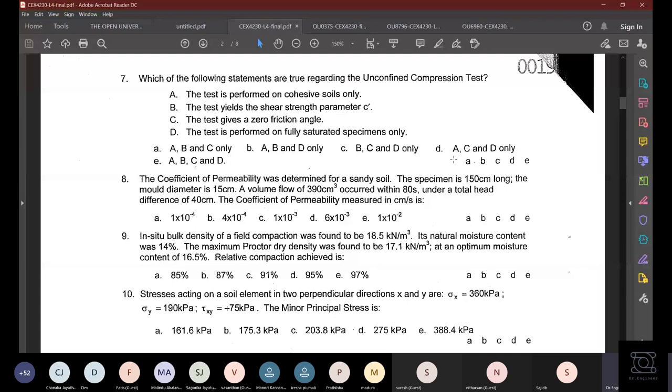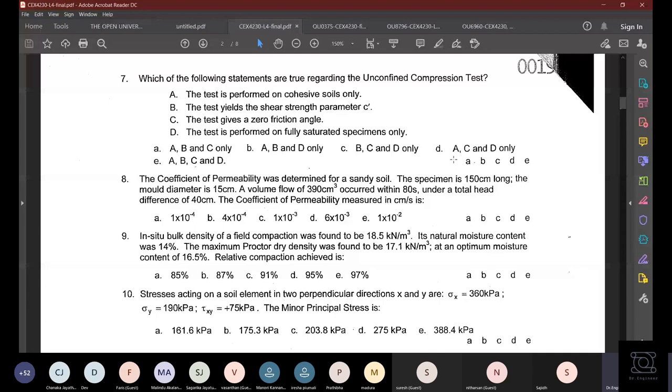The next thing is a small calculation, based on the coefficient of permeability test. The coefficient of permeability was determined for a sandy soil. The soil specimen is 150 centimeter long. The mold diameter is 15. The volume of flow is 390, occurred in 80 seconds under a total head difference of 40. They're asking us to find permeability.